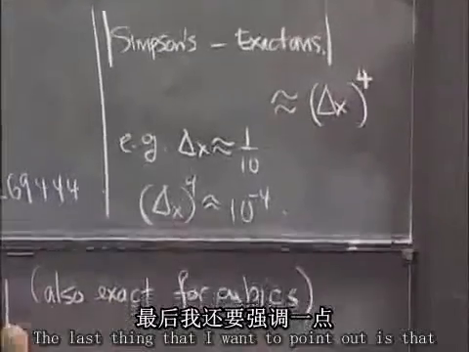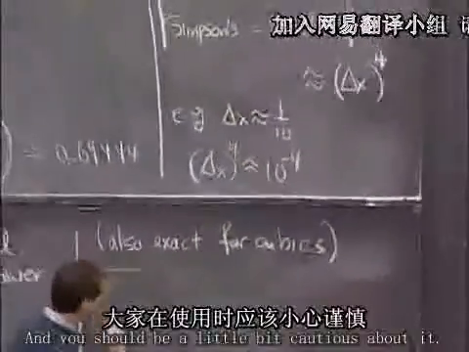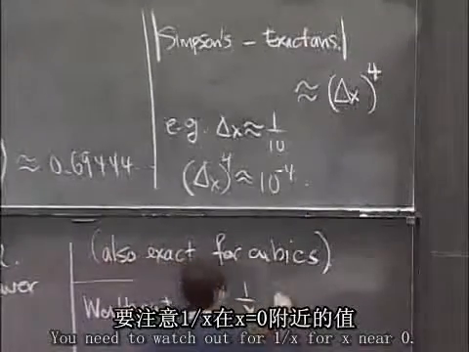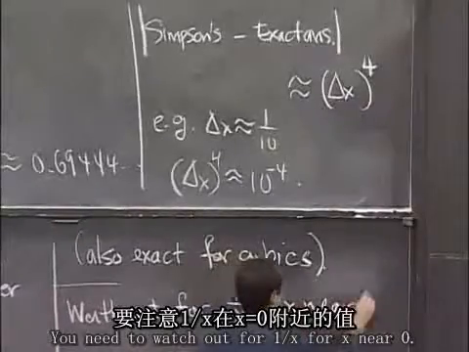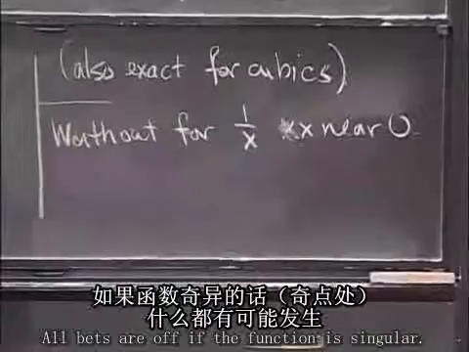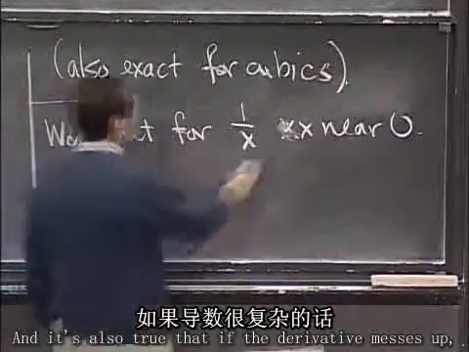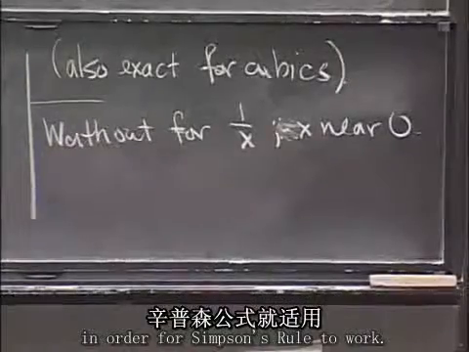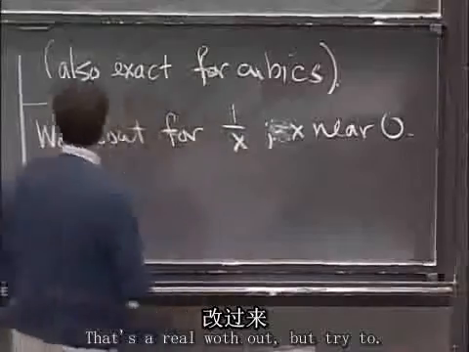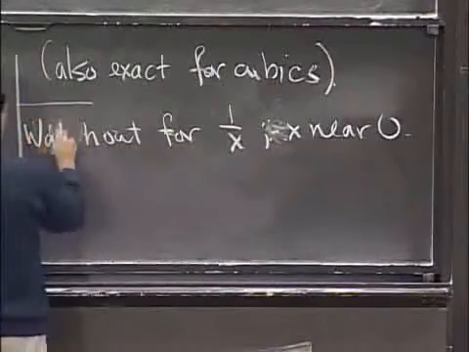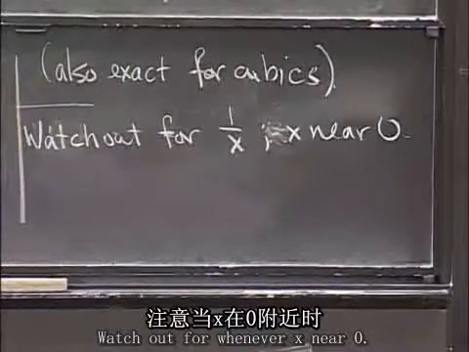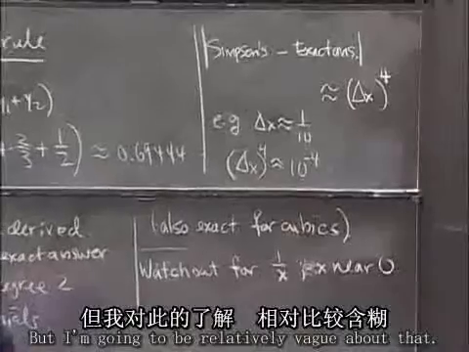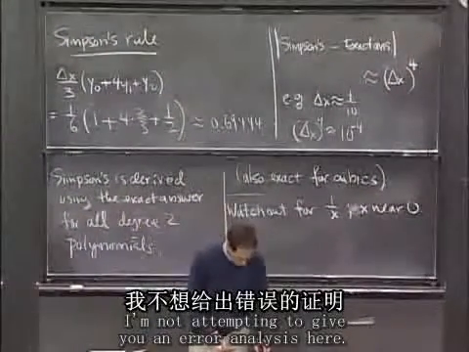The last thing that I want to point out is that this is extremely vague, what I said there, and you should be a little bit cautious about it. You need to watch out for 1 over x for x near 0. All bets are off if the function is singular and there's a lot of area under there. And it's also true that if the derivative messes up, you're in trouble too. You really need the function to be nice and smooth in order for Simpson's rule to work. Watch out for when x is near 0. Then this thing doesn't work. This really depends on bounds on derivatives. But I'm going to be relatively vague about that. I'm not attempting to give you an error analysis here.